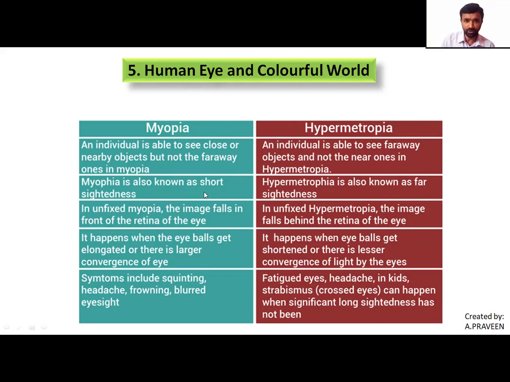If you observe this table, you have those points only. For example, here, in myopia nearby objects are visible clearly, but not far away objects. It is also called short-sightedness. Hypermetropia is far-sightedness. To correct myopia, we can use a double concave lens. In the myopia defect, the image is formed before the retina. In hypermetropia, it is formed beyond the retina. Like this, you can write points for differentiating the defects.